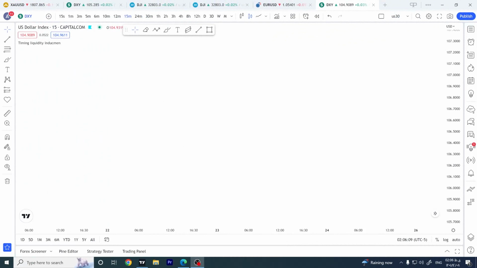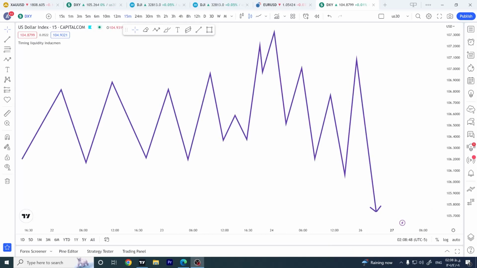So what is accumulation, manipulation, and distribution? We talked about this concept in those two liquidity videos and in the trading hours videos, but I'm going to show you the schematic and the pattern again, and after that we are going to talk about sessions and how those sessions behave in a way that reminds us of this pattern.